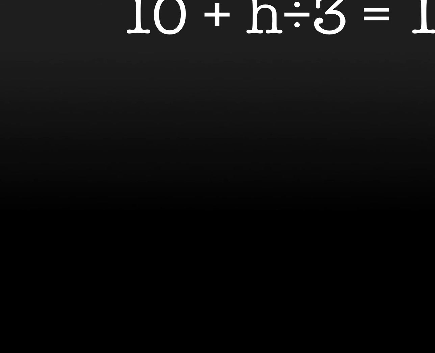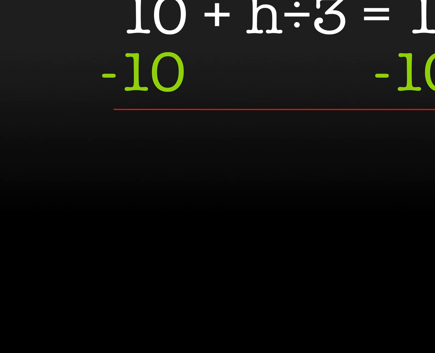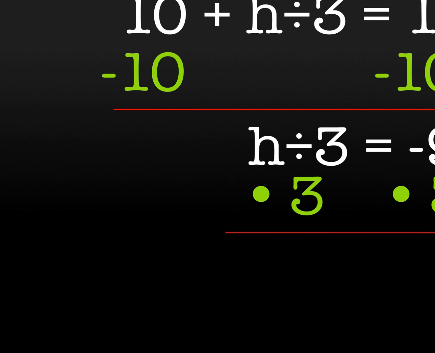Next step, 10 plus h divided by 3 equals 1. So the first step we're going to do is subtract 10, and it's not because of this addition sign here. That addition sign has to do with the h divided by 3. It's the fact that 10 is positive 10. Positive 10 minus 10 is 0, and we're trying to get to 0 to simplify that side of the equation. So we're going to get h divided by 3 equals negative 9, and h equals negative 27. Sorry, that got cut off a little bit.